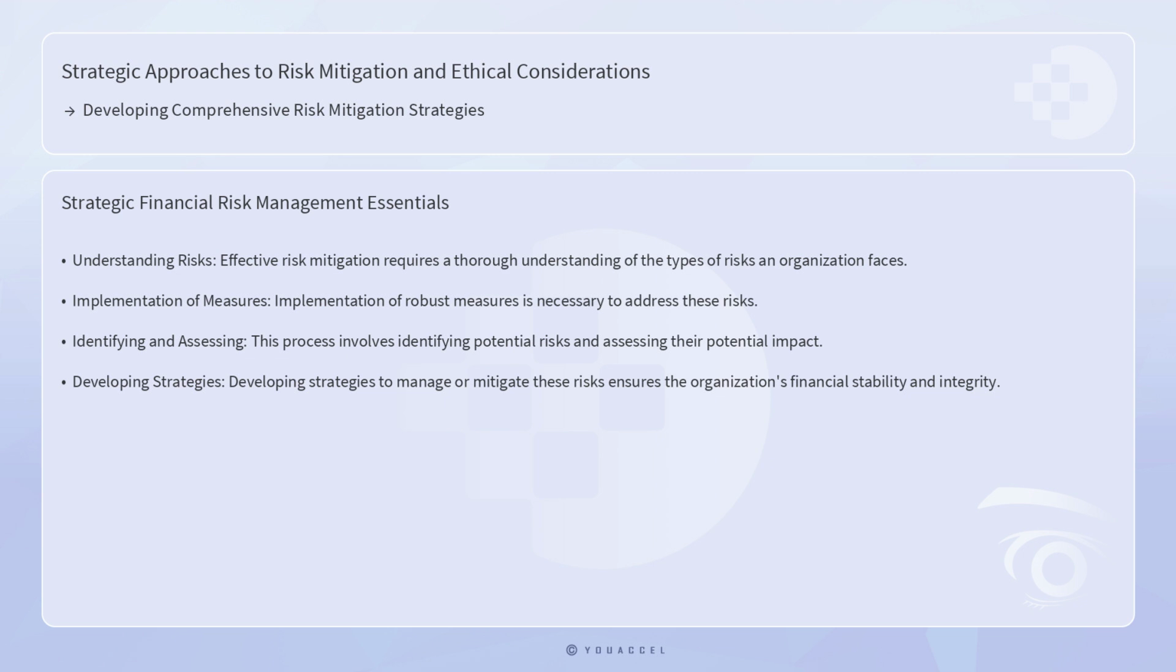Effective risk mitigation requires a thorough understanding of the types of risks an organization faces, as well as the implementation of robust measures to address these risks. This process involves identifying potential risks, assessing their potential impact, and developing strategies to manage or mitigate these risks to ensure the organization's financial stability and integrity.